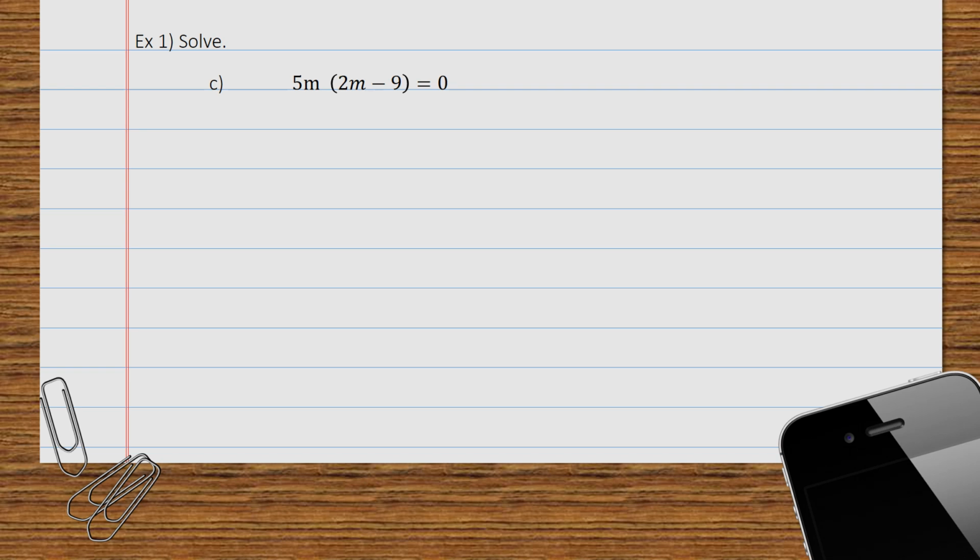Example 1c, 5m times (2m minus 9) equals 0. This one may look a little different, but if you noticed, 5m is counted as a number, a value, and 2m minus 9 is also a number. And so this is still of the form some number times some number equals 0. So the steps are still the same. We take the first value, set it equal to 0. We take the second value, set it equal to 0. Now we have our two equations, and we're ready to solve.